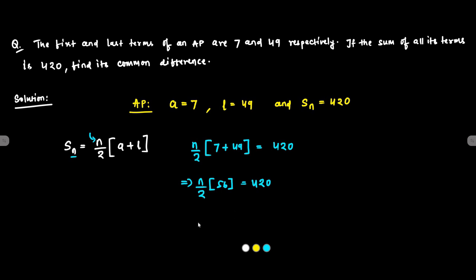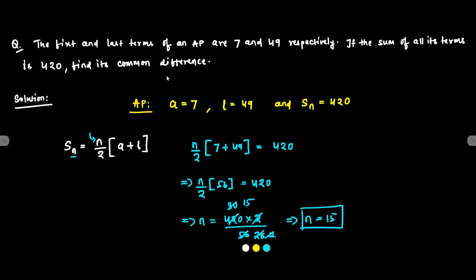That implies n is equal to 420 into 2 by 56. So we have 840 by 56, which gives 15. So we have the total number of terms present in this AP equal to 15. We have determined the number of terms that are present.